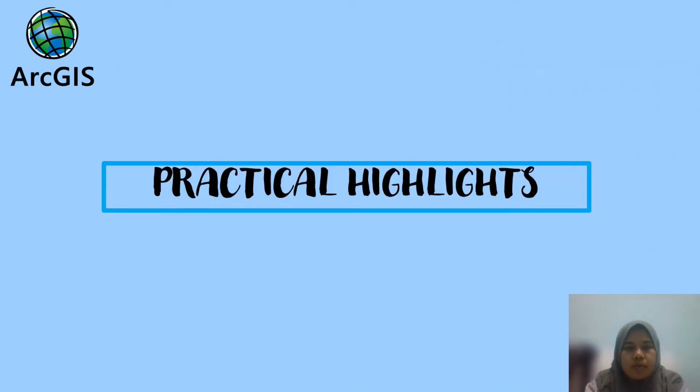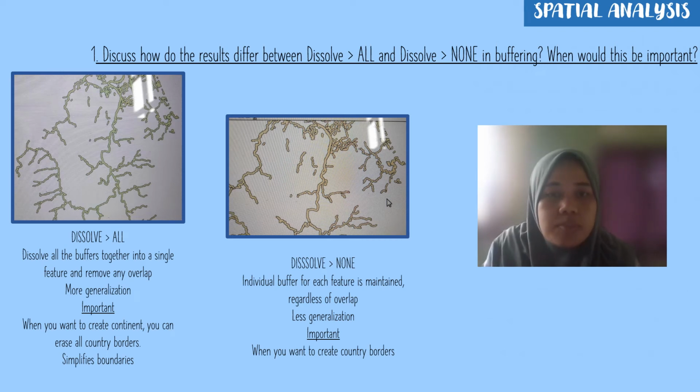The next part is the practical highlight. The practical highlight has two parts, which are spatial analysis and geostatistical analysis. For the first part, spatial analysis, the first question is: discuss how the results differ between dissolve all and dissolve none in buffering, and when would this be important.